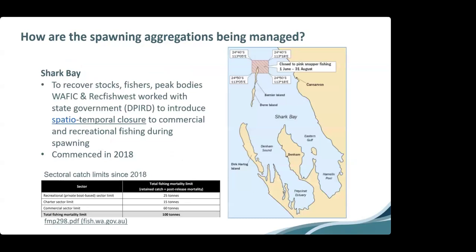To recover stocks, more recently, as biomass levels fell below limit reference points, the department worked together with fishers, the peak bodies, the West Australian Fishing Industry Council and Regfish West, the peak body for recreational fishers, to introduce a spatio-temporal closure to commercial and recreational fishing during that spawning period, and this commenced back in 2018.